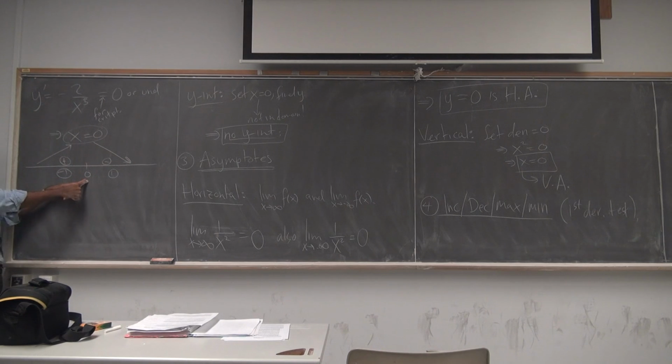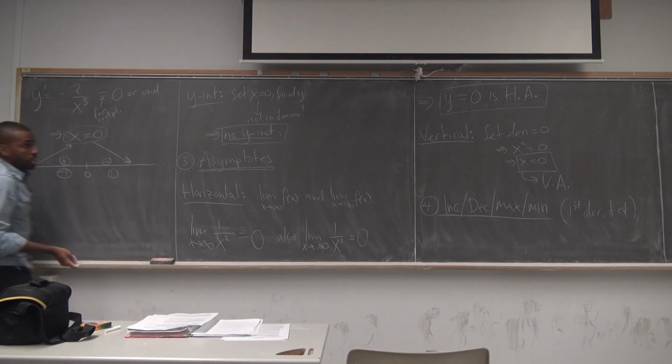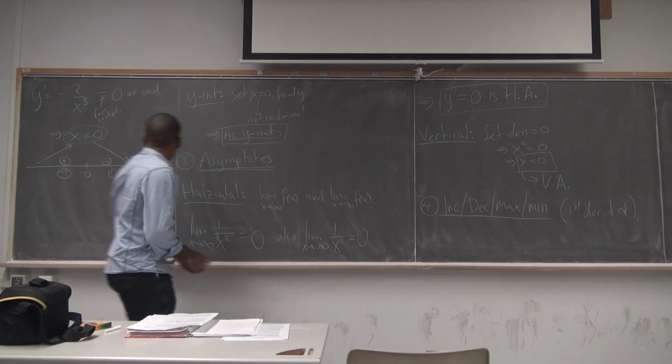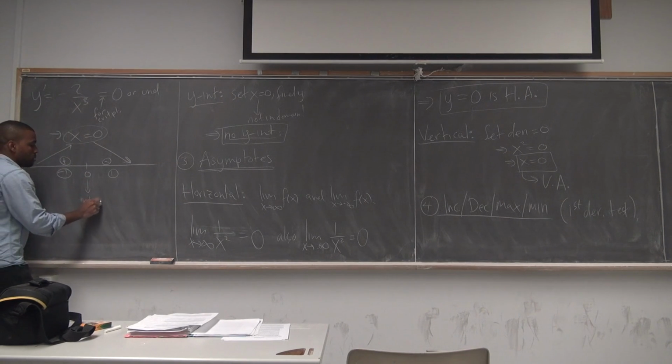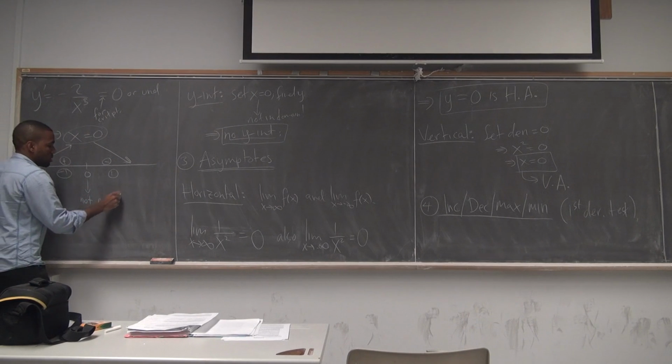But remember the domain. 0 is not in the domain, so this guy is nothing. Even though from this it might be tempting to say it's a max, it's actually nothing because that's not in the domain. So 0 is actually a vertical asymptote. So notice that this is not a max or min.